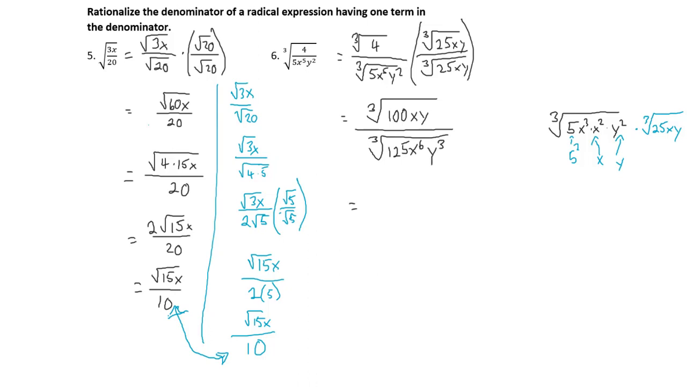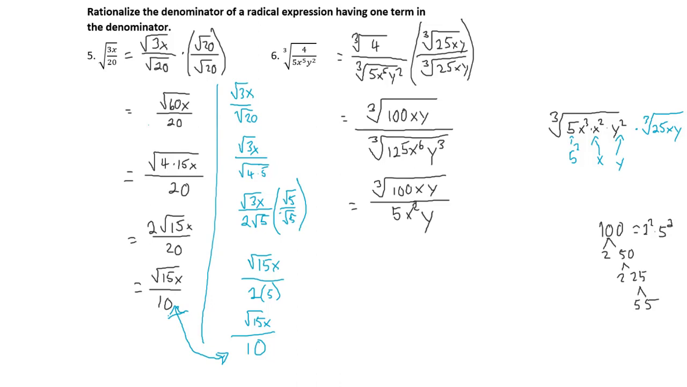So now we have 100, which if we break 100 down, we have 2 and 50, 2 and 25, 5 and 5. So as you see, there's no cubes, no to the thirds. This is 2 squared and 5 squared. So there is no third, so that is simplified on top. So we have 100xy, and then on bottom we have 5. x to the sixth divided by 3 becomes x squared, and then y to the third divided by 3 becomes y.